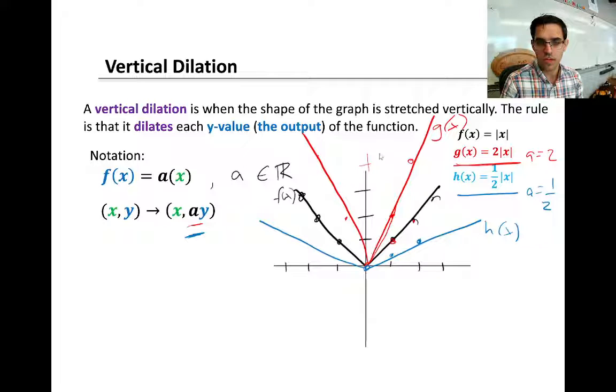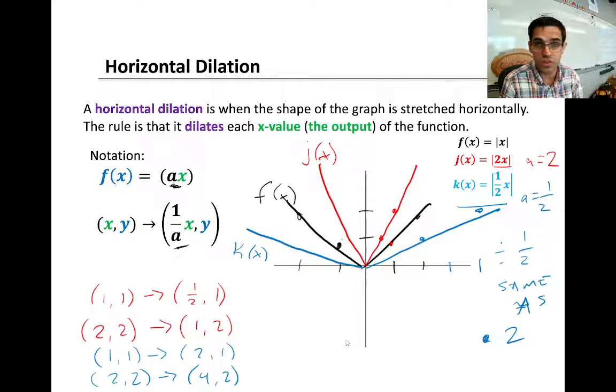And so what we can see is we're dilating it vertically, and in this case it's being dilated by a factor of 2, so it's actually getting stretched vertically. h of x has a vertical dilation with an a value of 1/2. So we're just taking all the y values on our parent function and dividing them by 2, or multiplying by 1/2, or cutting it in half. Either way, (1, 1) becomes (1, 1/2), (2, 2) becomes (2, 1), and so on. And so our vertical dilation is a scale factor of less than 1, so we're actually compressing it vertically. But it's still a vertical dilation. So we're messing with the outputs.